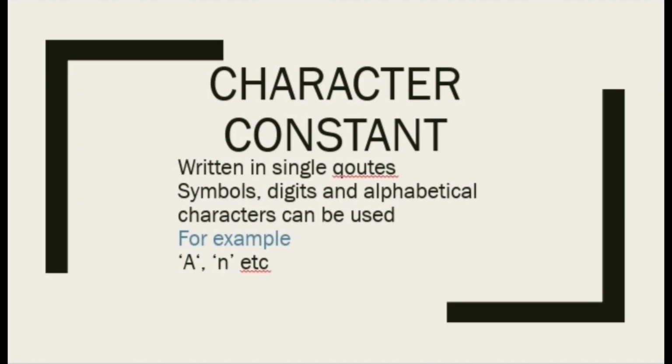The third type here is very simple and very easy to understand, that is character constant. Character constants are always written in single quotes. Any kind of alphabetic characters, digits, and any kind of symbol can be used as a character constant. Like the example here we have capital A in single quotation, and N also in single quotation. We can also use a symbol like the dollar sign or the assignment operator. Numeric constants like 9, 10, 14, 15 in single quotation can be used, and that will be considered a character constant.